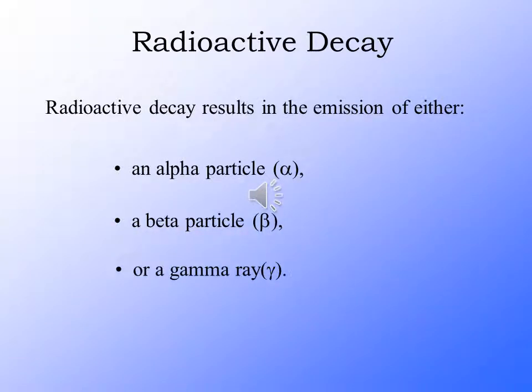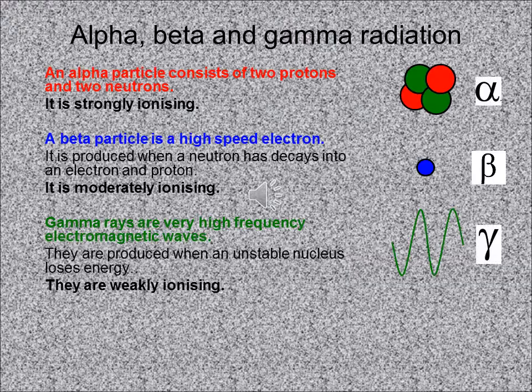Radioactive decay results in the emission of either an alpha particle, a beta particle, or a gamma ray. The various characteristic properties of alpha, beta, and gamma radiation can be discussed as follows. An alpha particle consists of 2 protons and 2 neutrons. This makes them heavy and gives them a high ionizing power.